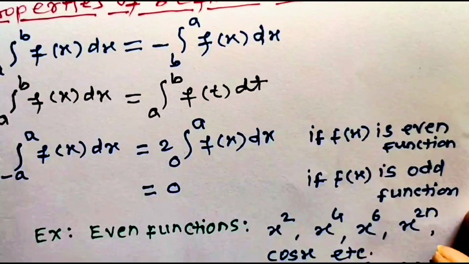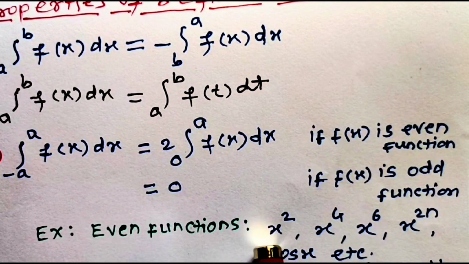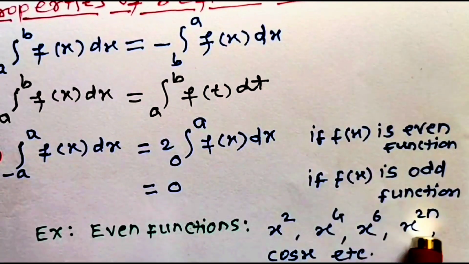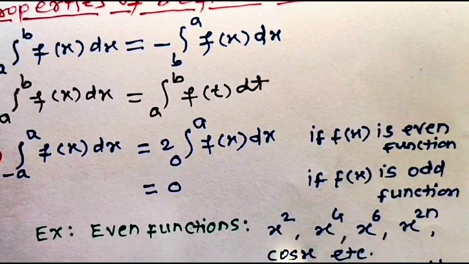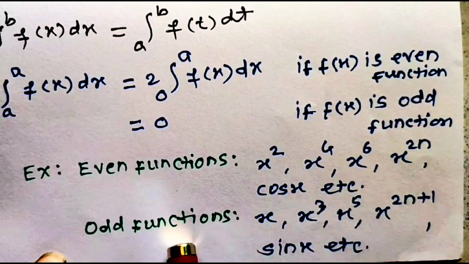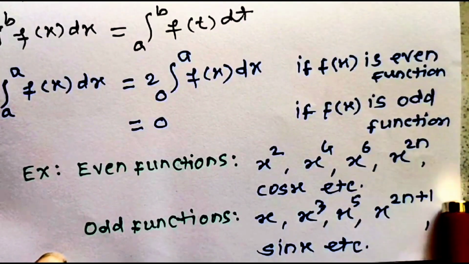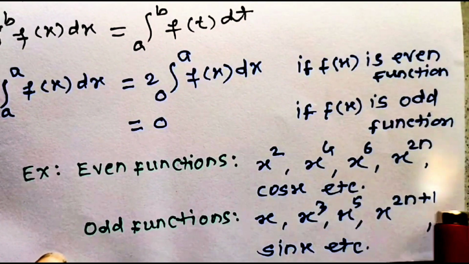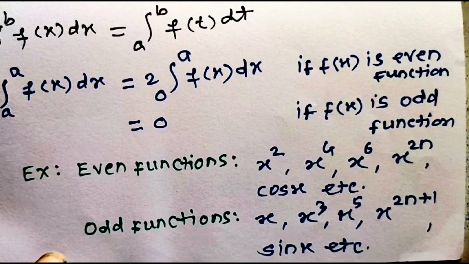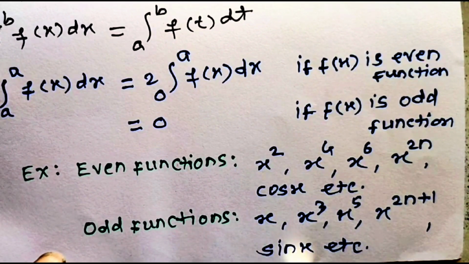Now we have to know about even and odd functions. If the power of x is an even number, like 2, 4, 6, 8, then that function will be an even function. Okay, these are algebraic functions, and cos x is an even function, which is a trigonometric function. Similarly, examples of odd functions: x to the power 1, x cubed, x raised to 5. That is, x to the power of an odd number, which is given by 2n plus 1, and an even number is given by 2n, where n takes values 0, 1, 2, 3 and so on, meaning integers. And sin x is a trigonometric function which is an odd function.